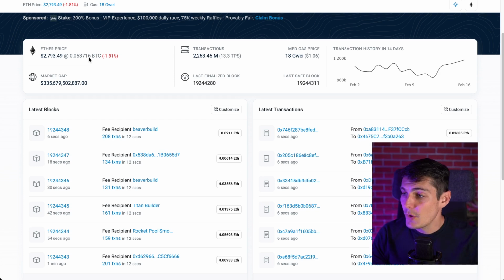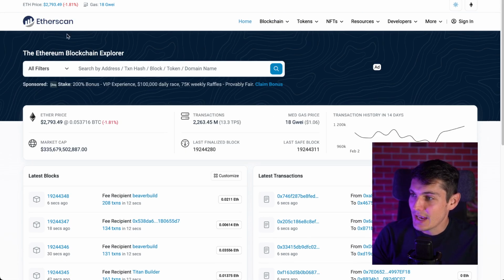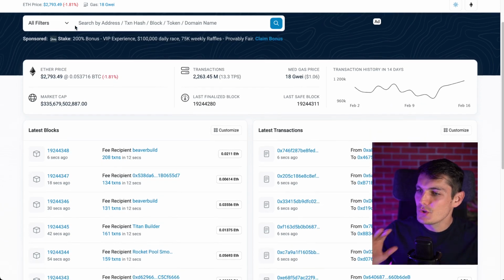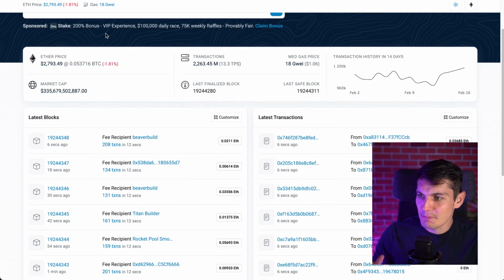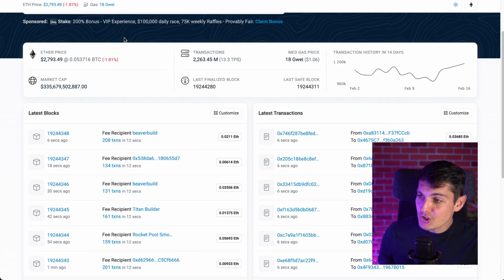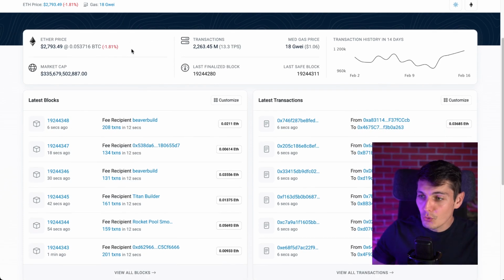The first tool we are going to see is Etherscan.io. A really powerful tool with infinite capabilities, because it will track all the records of the Ethereum blockchain and all the tokens that are on the Ethereum blockchain.